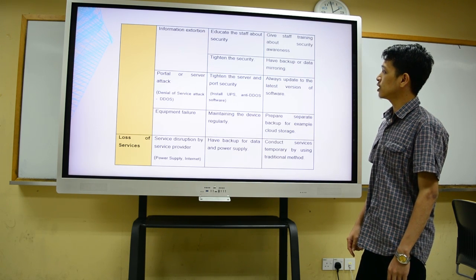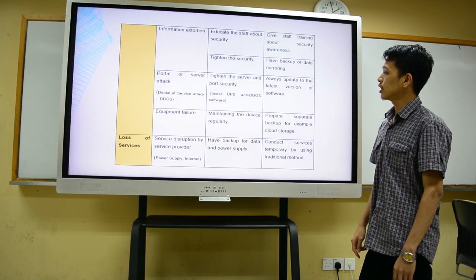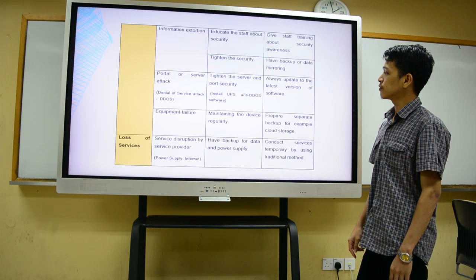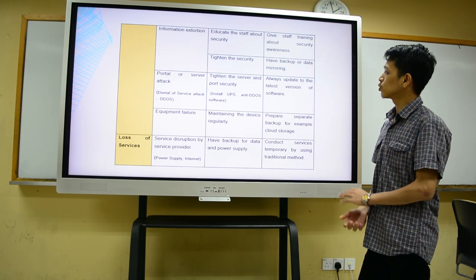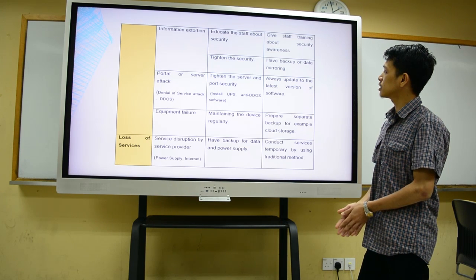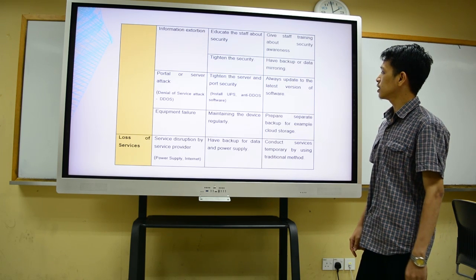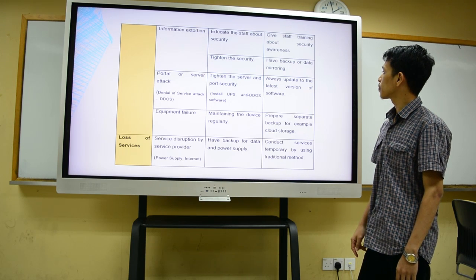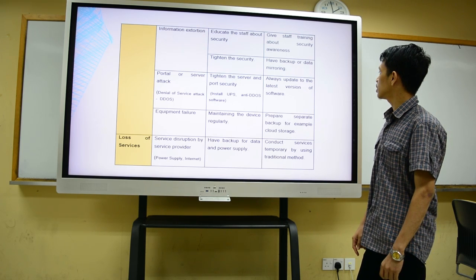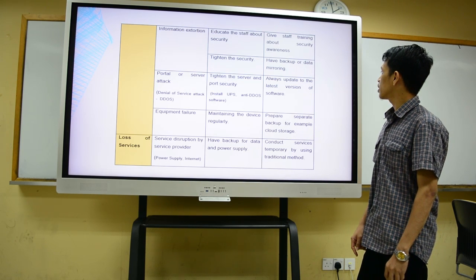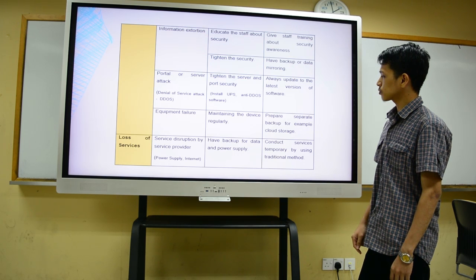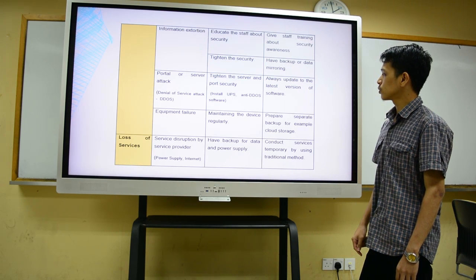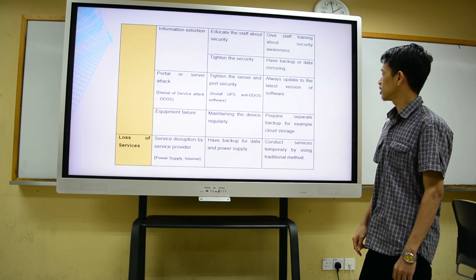Then is a portal or server attack. This will happen as a denial of service attack, DDoS. Then we need to prevent it, we need to tighten the server and port security. Install UPS and anti-DDoS software. Then for the solution, always update to the latest version of the software or the antivirus. Then equipment failure, to maintain the device regularly.